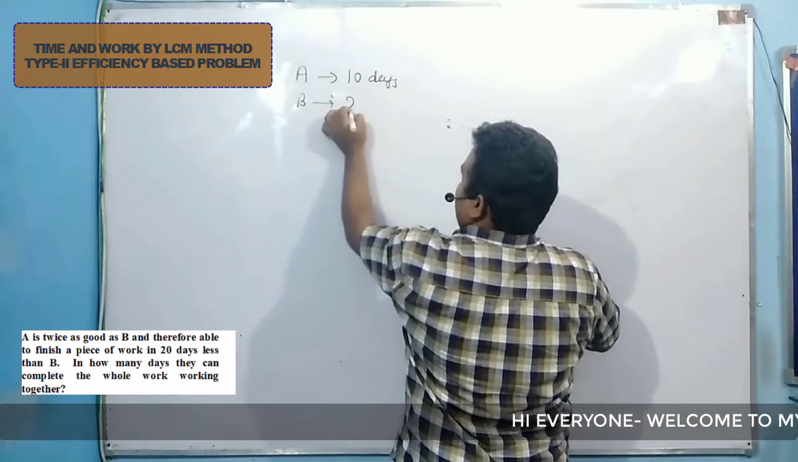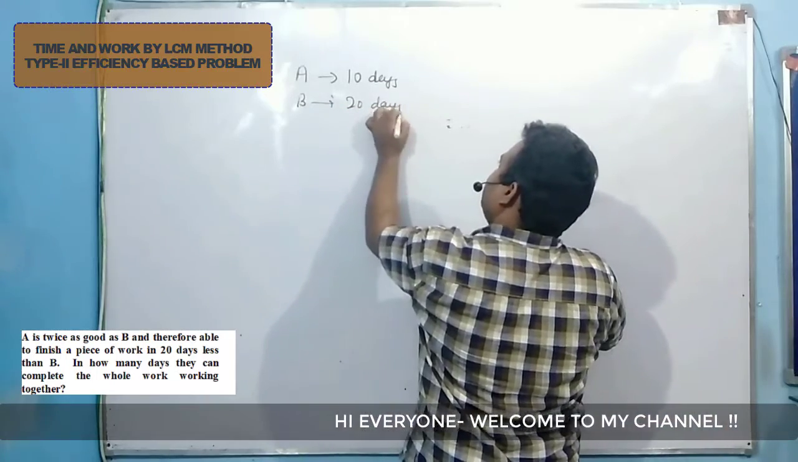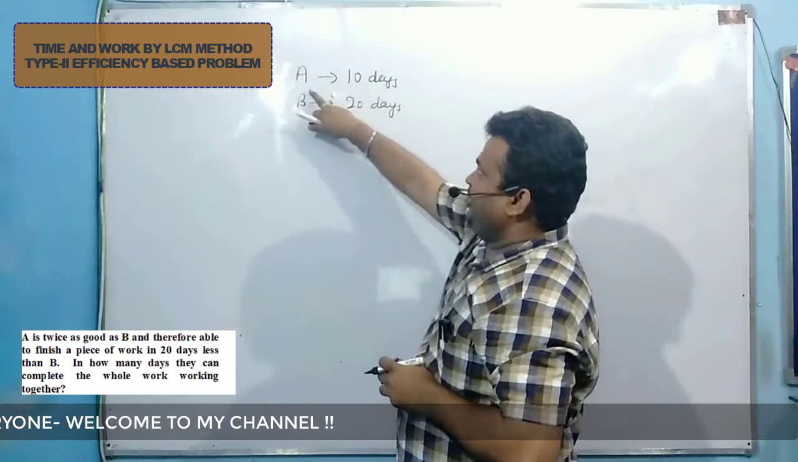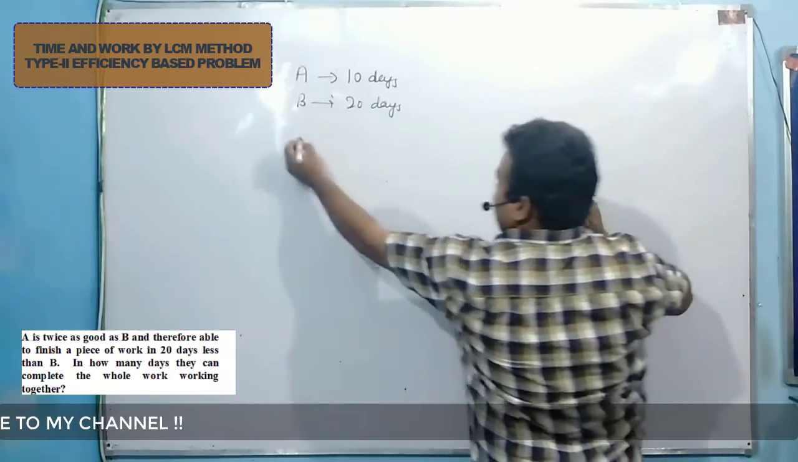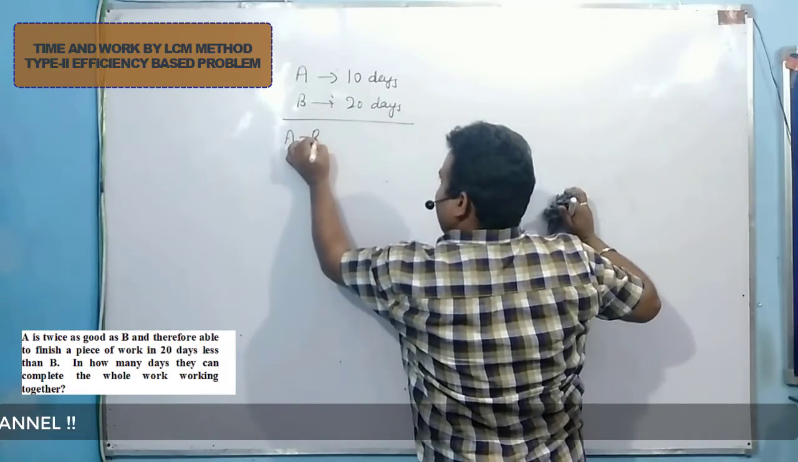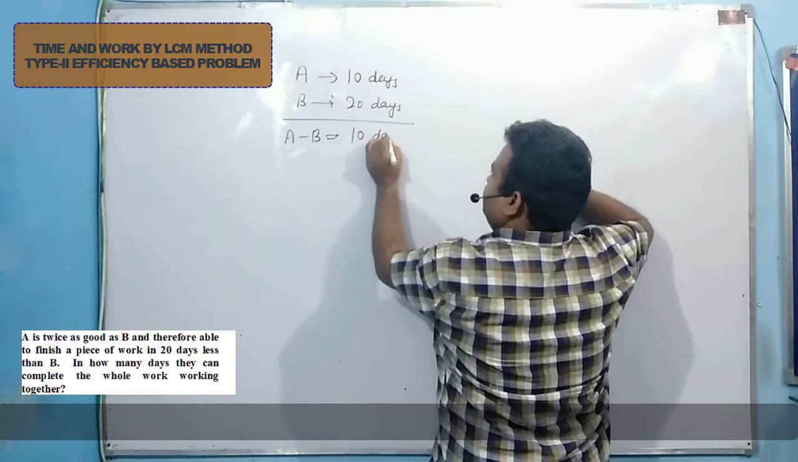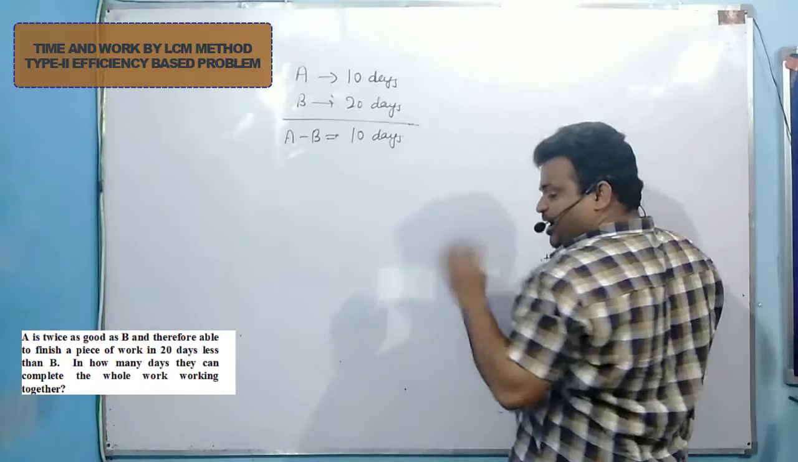Now, let A take 10 days to complete a job, then B takes 20 days to complete the job, because A is twice as efficient as B. So if A takes 10 days, B takes 20 days. The difference is given, A minus B is what? If I take the difference, I will get 10 days. Now what is mentioned in the question?